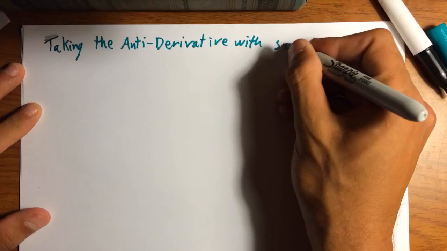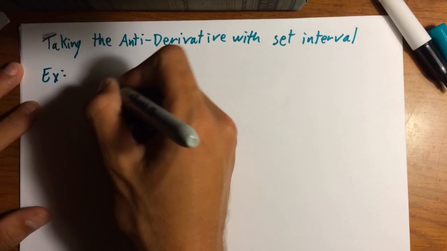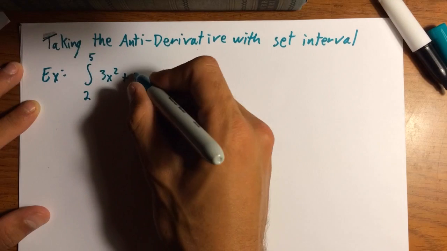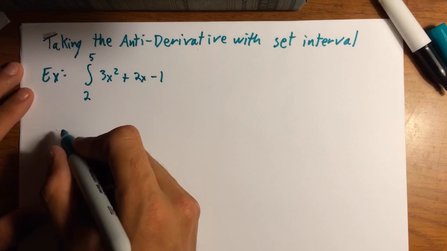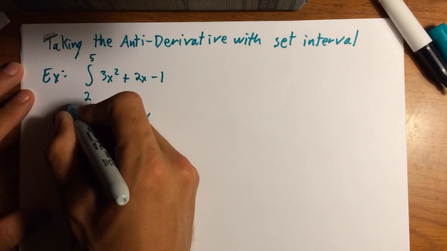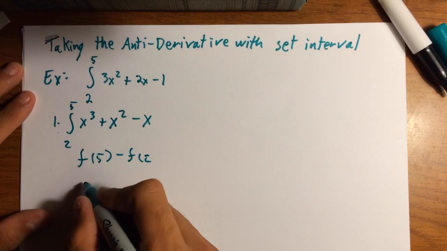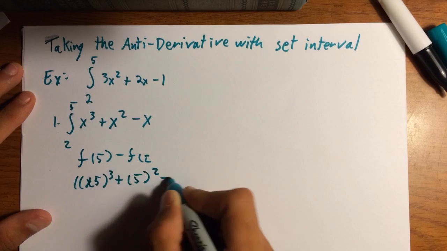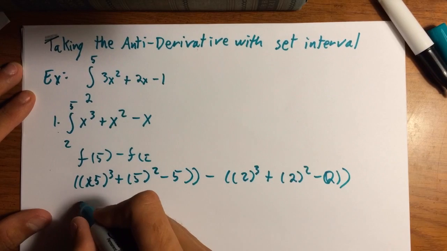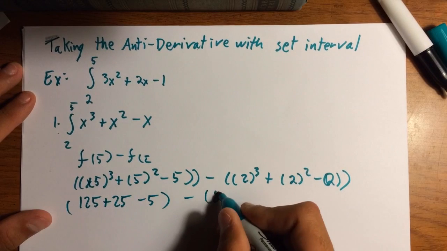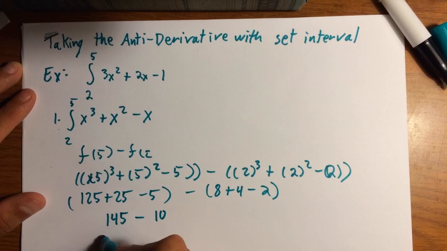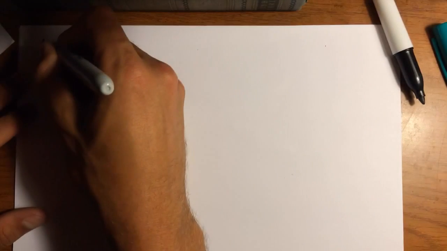Taking the antiderivative with a set interval now. So now we're moving away from not having anything that we know about and going more finding the antiderivative from 2 points on the graph, from 2 to 5. So basically, first we take the antiderivative again using the steps we know from before. So we get x cubed plus x squared minus x. So then we do f of 5 minus f of 2, which would be 5 cubed plus 5 squared minus 5 minus 2 cubed plus 2 squared minus 2. So we get 145 minus 10, which is 135.